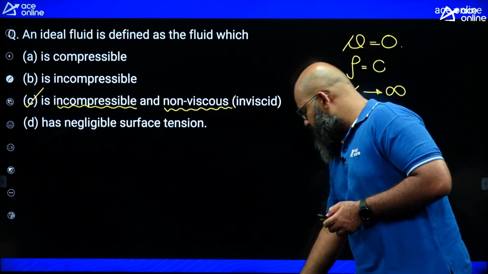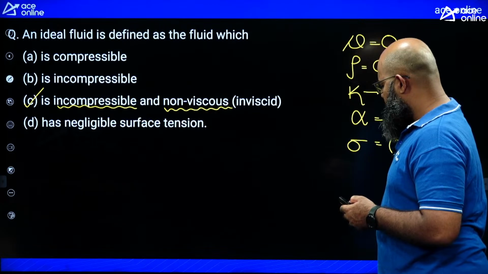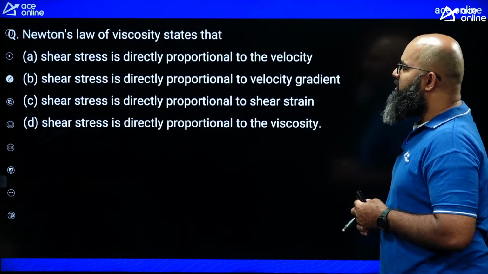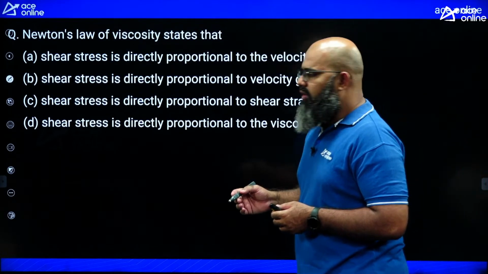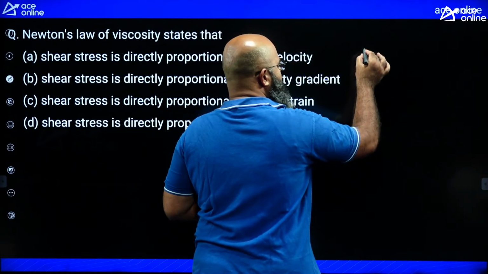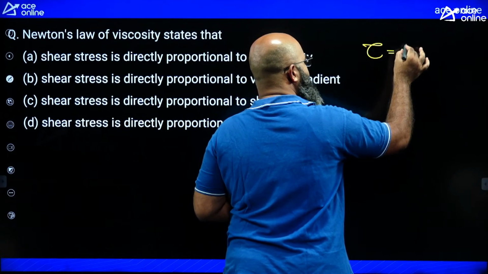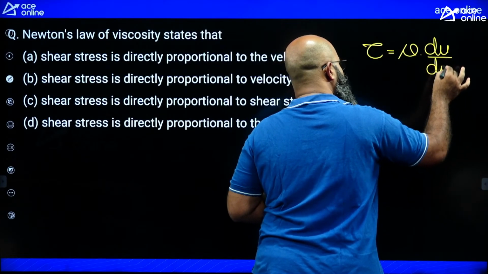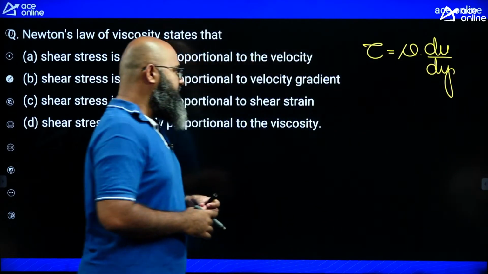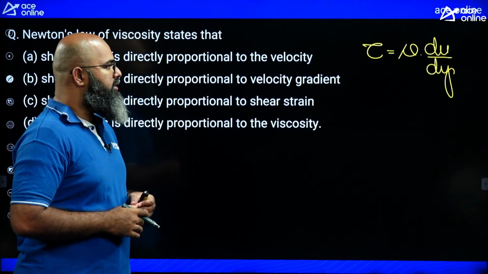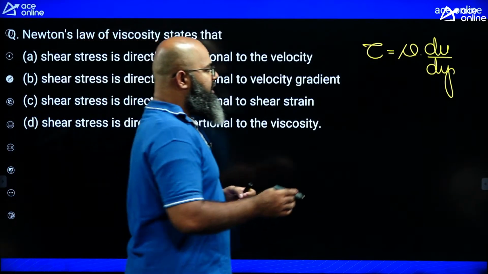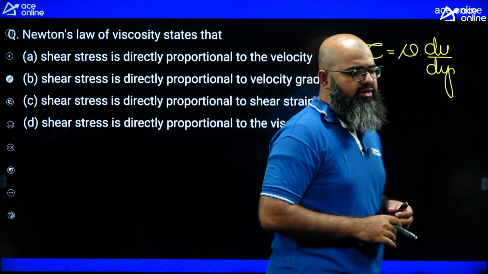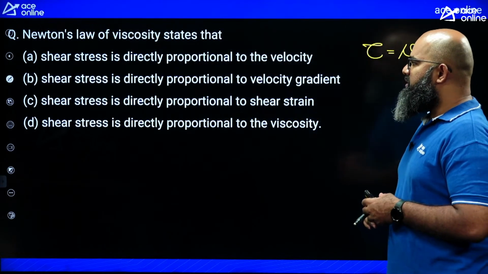Moving further to the next question. The next question is, Newton's law of viscosity states that. Now, what is Newton's law of viscosity stating? We know Newton's law of viscosity states tau is equal to mu into du by dy. This is the actual equation of Newton's law of viscosity. Mu over here is viscosity, du by dy is rate of shear strain, tau is shear stress. I'll step aside and you can see the options.